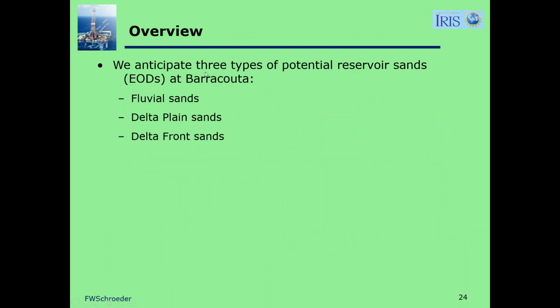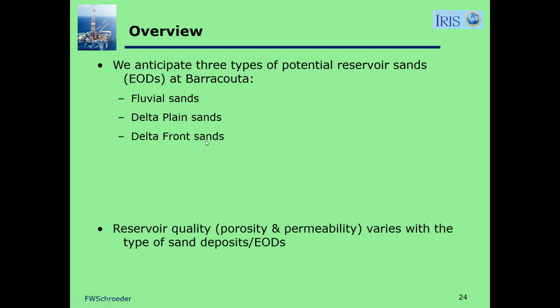So we anticipate from our regional study and from the outcrops of the early Oligocene and wells that have drilled through the Oligocene, 3 types of reservoir sands. We're expecting that there might be fluvial sands. You can think about point bars as an example, delta plain sands, and delta front sands.